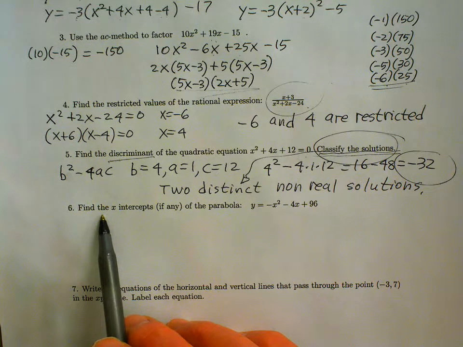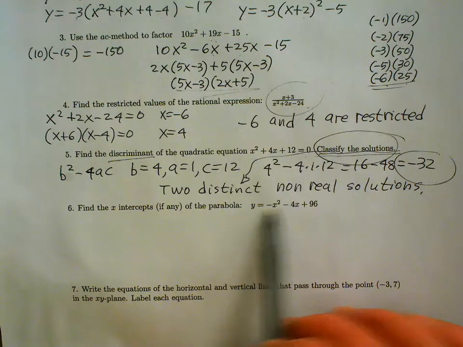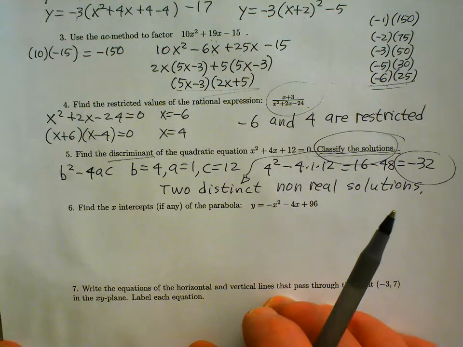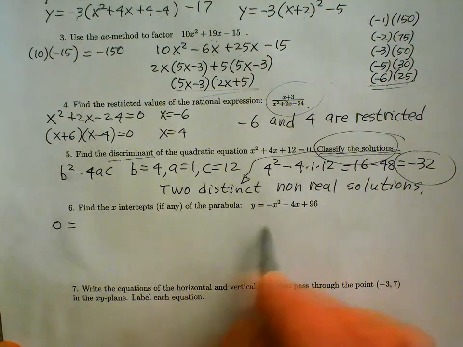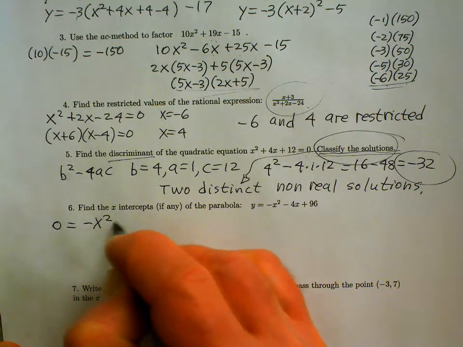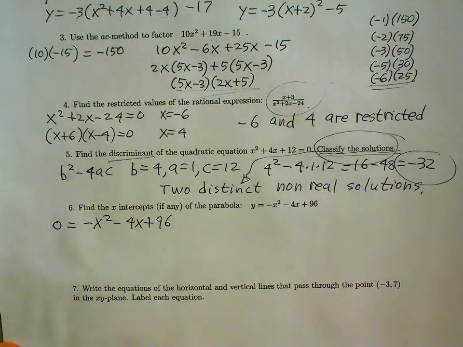So in an attempt to find the x-intercepts, if there are any, we always replace y with 0 and then solve for x. So 0 equals negative x squared minus 4x plus 96. We can use any method that we want to solve this quadratic equation.